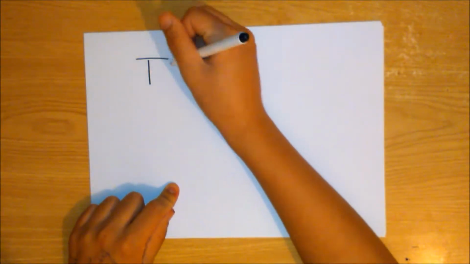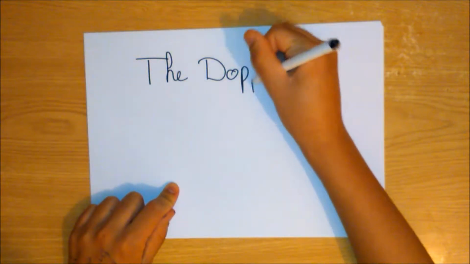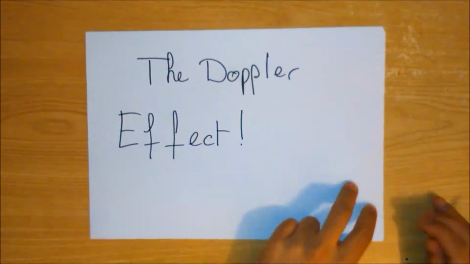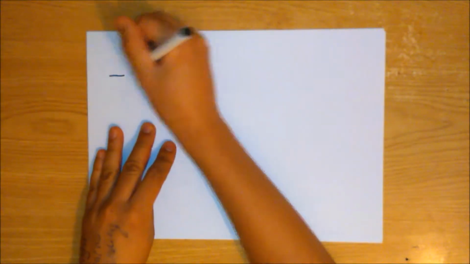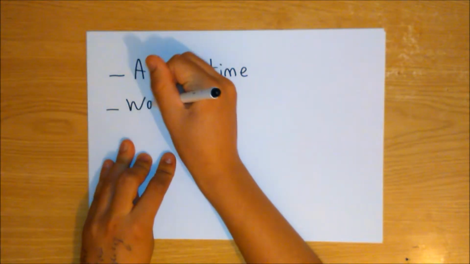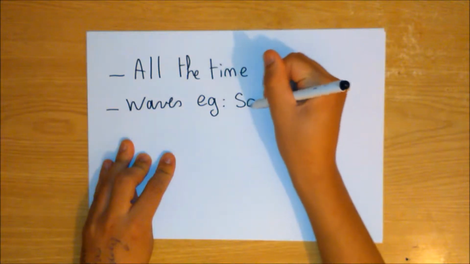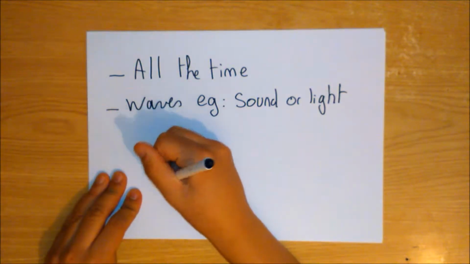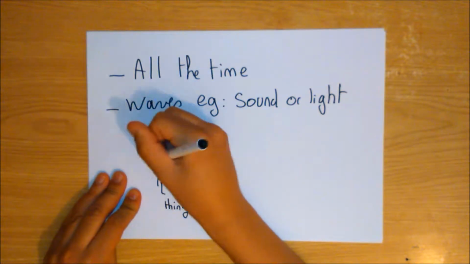Hello, today I'm going to talk to you about the Doppler effect. You should know that the Doppler effect is happening all the time in our everyday lives. It includes waves, all types of waves, from sound waves to light waves. Just imagine a thing emitting waves all around it in a 3D dimension. It means it has a certain frequency and a certain wavelength.